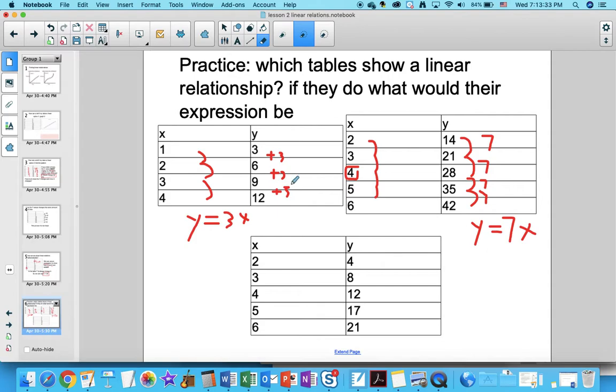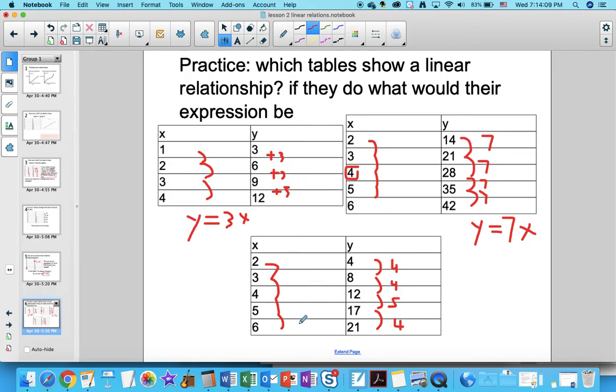You may have also noticed that the amount this changes by is the number that appears here. That's a bit of a cheat, isn't it? So let's move on to this one. X, 2, 3, 4, 5, good, it's going up by 1. Here, we went up by 4. Here, we went up by 4. 12 to 17, here, we went up by 5, and here, we went up by 4. So all of these went up by 4 except for this one. So is it linear? No.